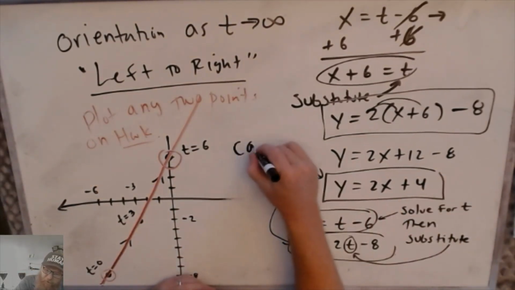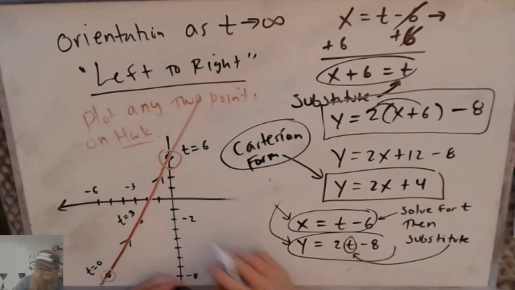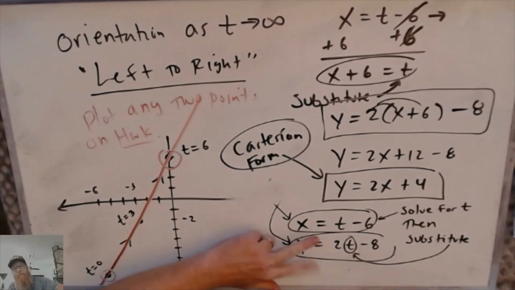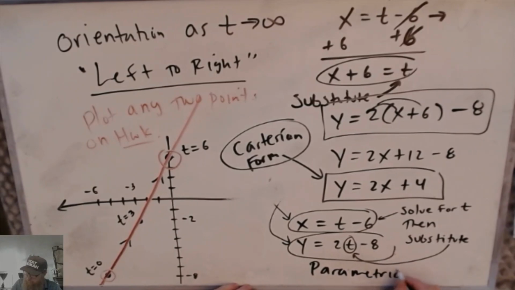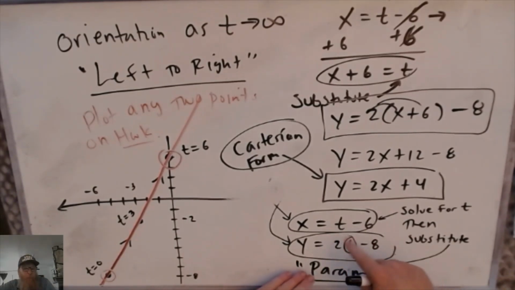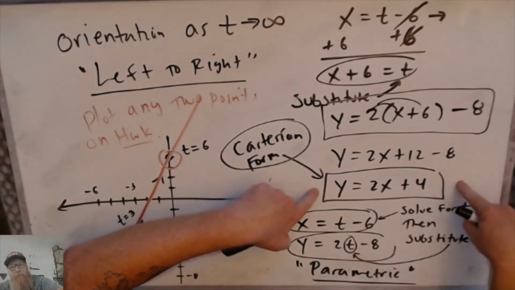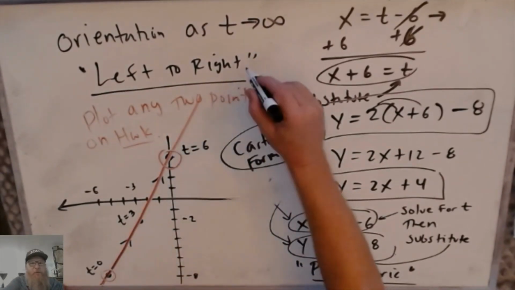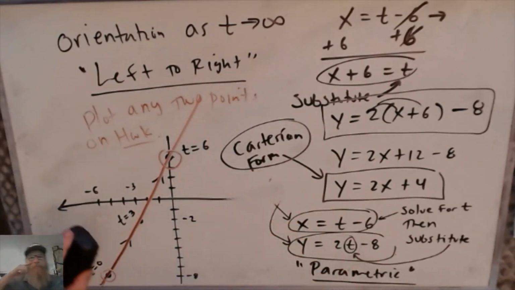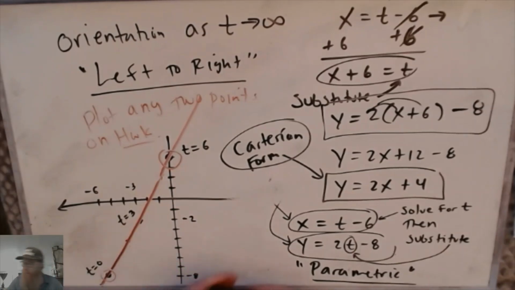So this is called the Cartesian form. So we have the parametric form, which involves the letter t, the parameter t. And you have the Cartesian form, which is only x and y. The Cartesian form is the line without the arrows. So you can't tell which direction it's going when it's in Cartesian form.